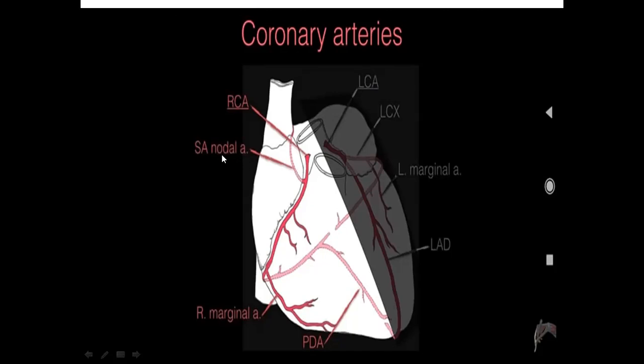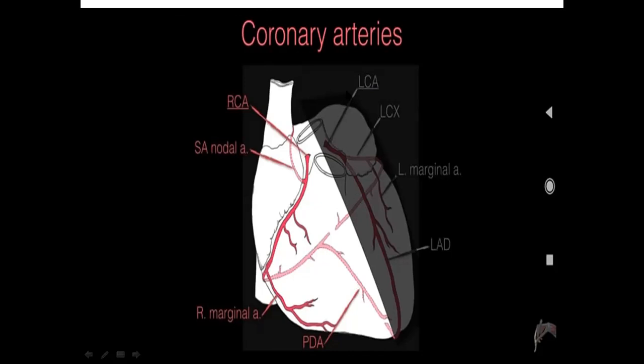the sinoatrial nodal artery. We have what we call the SA node, the sinoatrial node, which you will discuss later when we are talking about the electrical activity of the heart in physiology. You will see that there is a node called the SA node, which is the primary pacemaker of the heart. That SA node also receives blood supply, and you see the right coronary artery is the main one. So this is just a little branch that is coming to the SA node. And then the right coronary artery comes down here, and then it forms a marginal branch. So we have a right marginal artery.